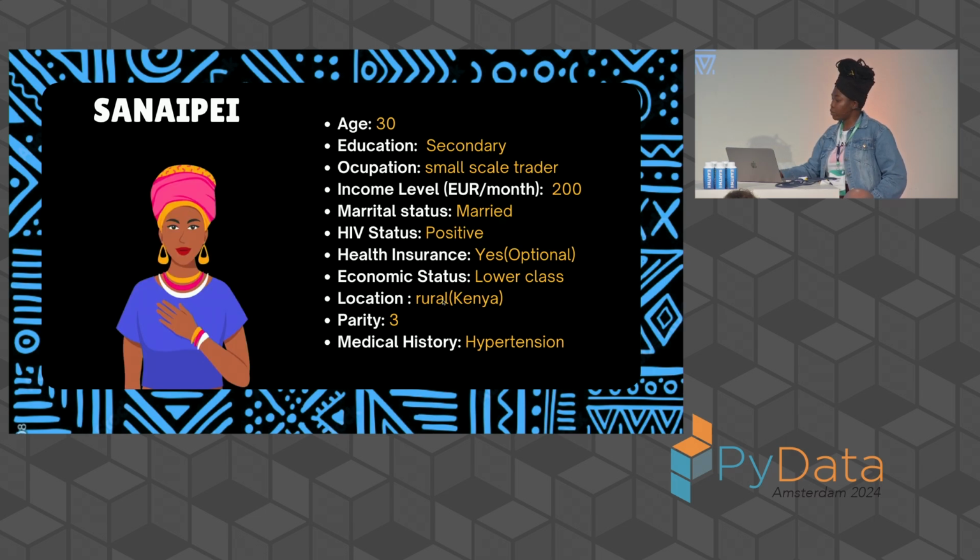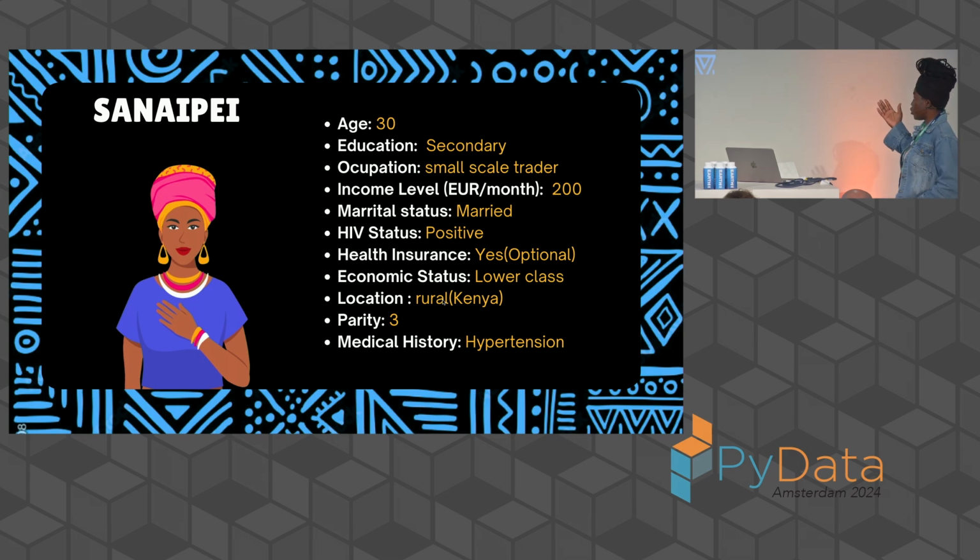Our second profile will be Sanaipei, who is similarly the same age as Anne. Her highest level of education is secondary school. She's a small-scale trader. That's her monthly income and all that. If you look at health insurance, of course, she has it, but it's optional. So let's look at the Kenyan context because we placed Sanaipei in the rural areas of Kenya. In Kenya, health insurance is not mandatory. You can choose to have it or you can choose not to have it. And the one you choose to have also influences what services you can actually get. And to be honest, public insurance, the national insurance, sucks. You don't get so many packages around it.